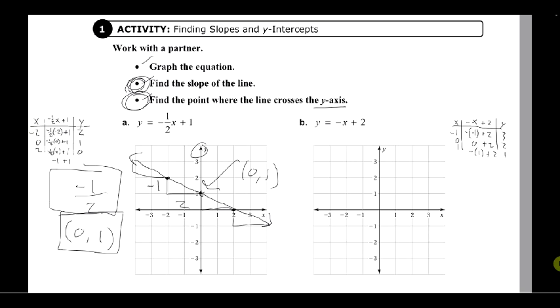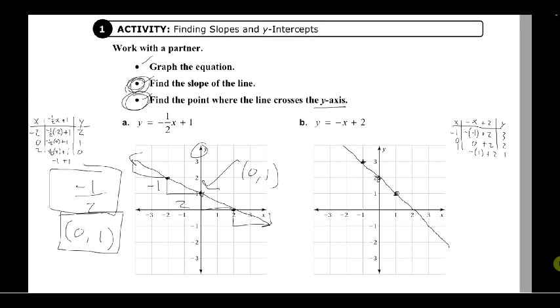And we'll see that when x is negative 1, y is 3. When x is 0, y is 2. When x is 1, y is 1. Three beautiful points. A beautiful line. All right, we've graphed it.